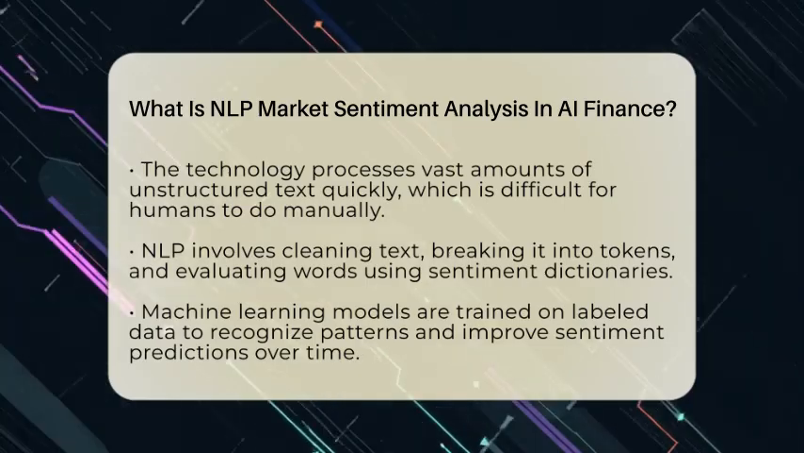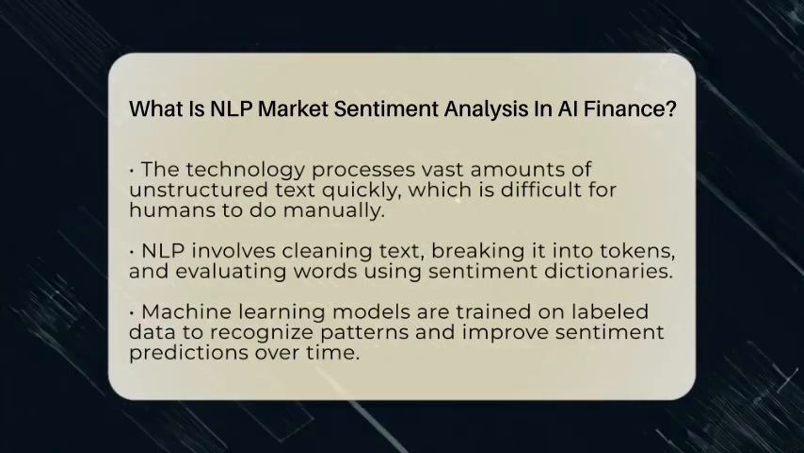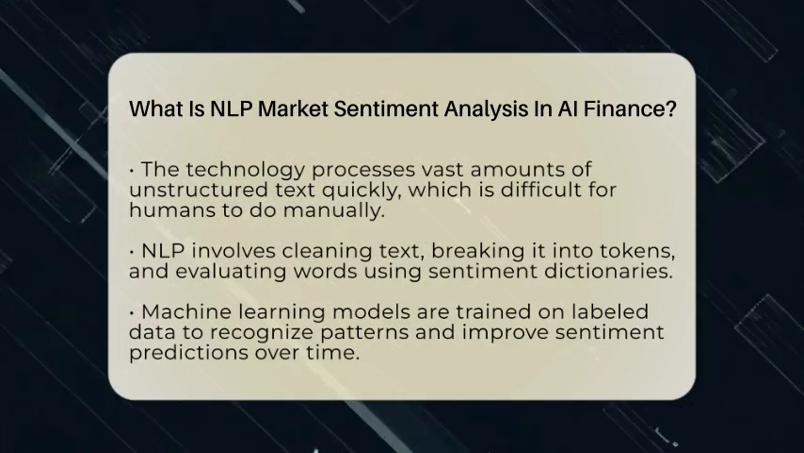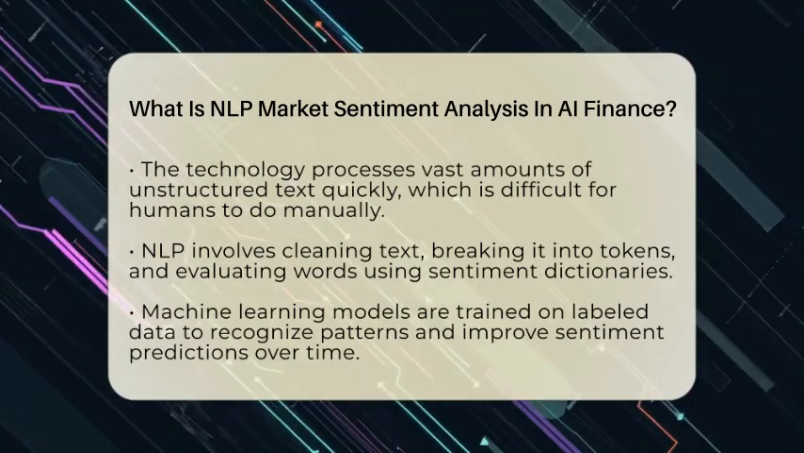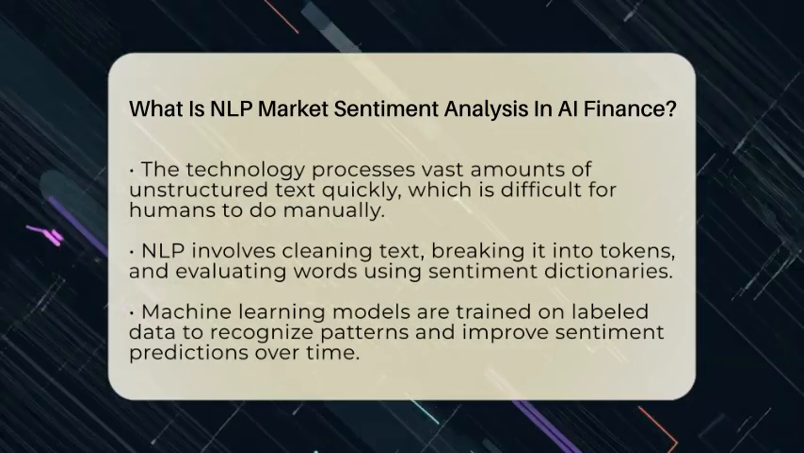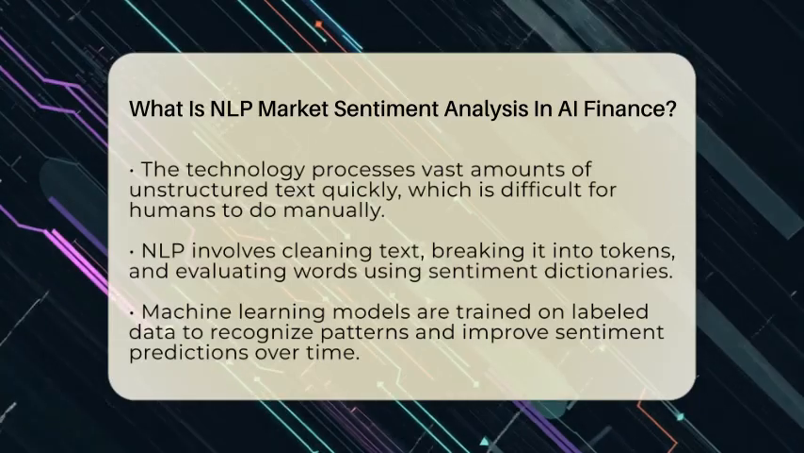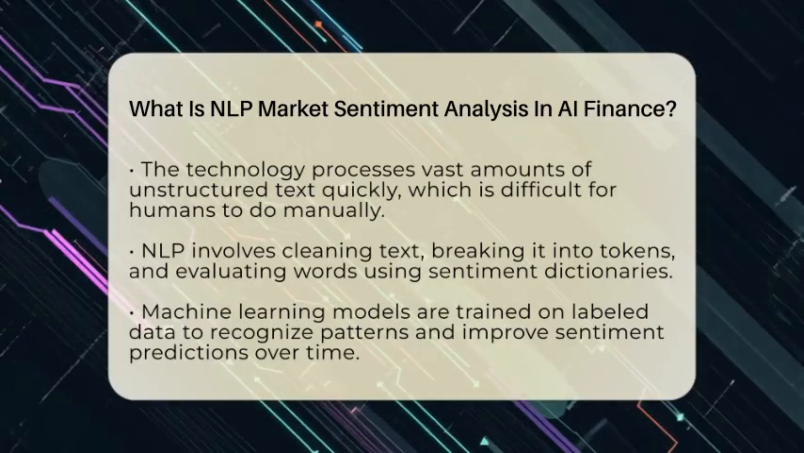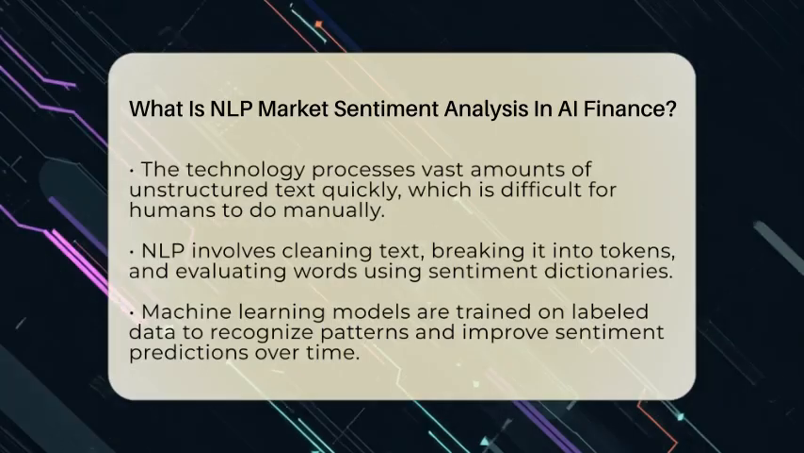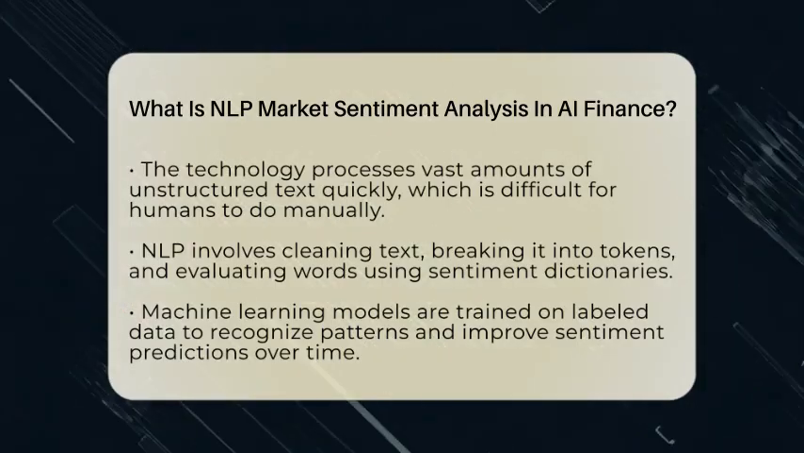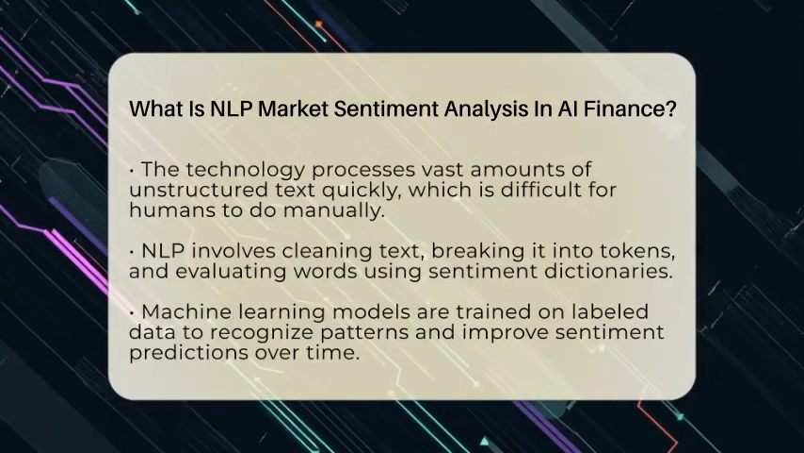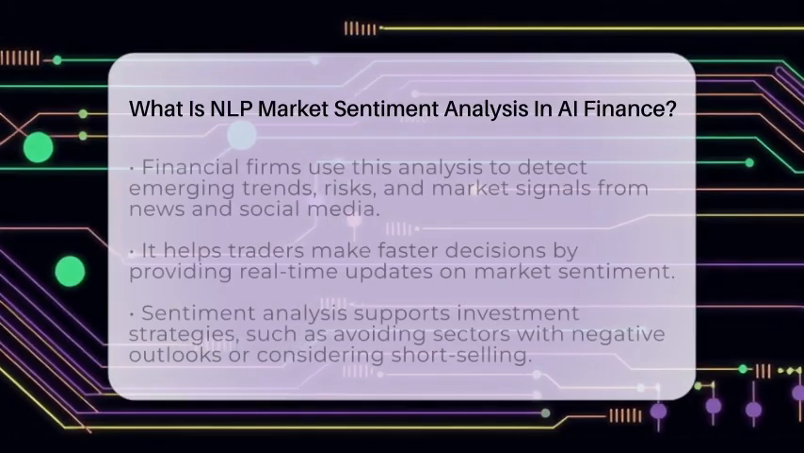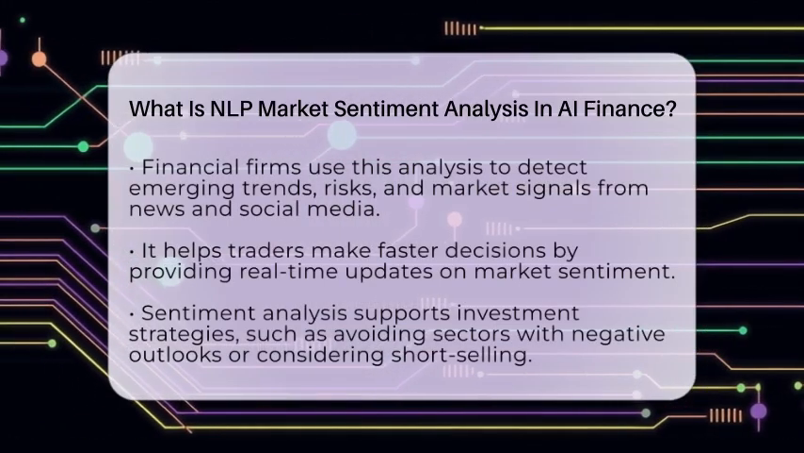Sentiment analysis uses several steps. First, it cleans the text by removing irrelevant parts like HTML tags or special characters. Then it breaks the text into smaller pieces called tokens, like words or phrases. Next, it uses dictionaries with predefined sentiment scores to evaluate the words or phrases. For example, words like growth or profit might be positive, while loss or decline are negative. Machine learning models are then trained on labeled data, so they can recognize patterns and predict the sentiment of new texts. This training helps the system improve over time and adapt to changing language use.